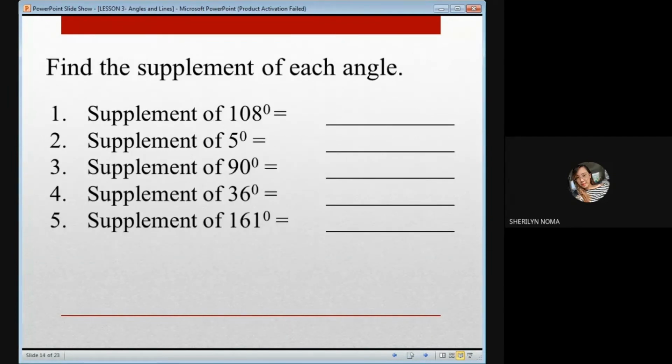Find the supplement of each angle. Supplement of 108. That is 72 degrees. How about number 2? Supplement of 5 degrees. That is 175 degrees. Number 3, supplement of 90 degrees. That is 90 degrees. Number 4, supplement of 36 degrees. That is 144 degrees. Correct. Number 5, supplement of 161 degrees. That is 19 degrees. Okay, correct.